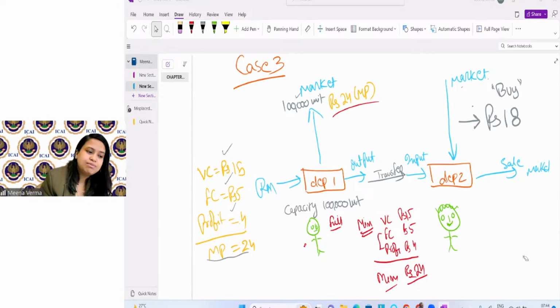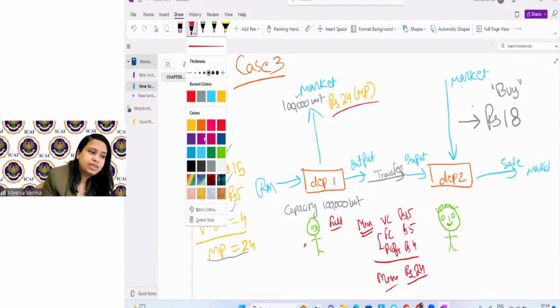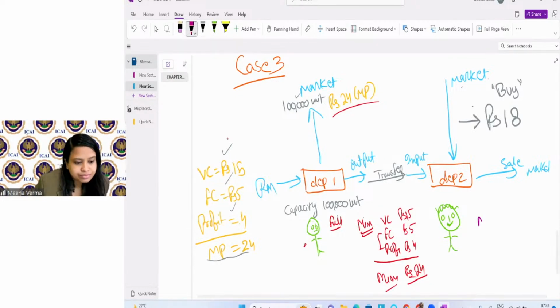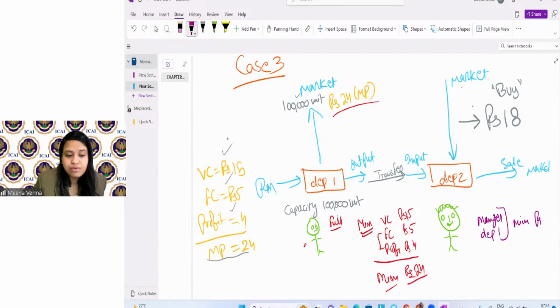Now look, if you see the manager of department 1, what is his minimum expectation? His minimum expectation is that he wants to recover 24. He will never go below 24. He will say, see, I'm already earning 24. If you want my product, I will not go below 24. You have to accept it at 24. This is the minimum expectation of the manager of department 1.